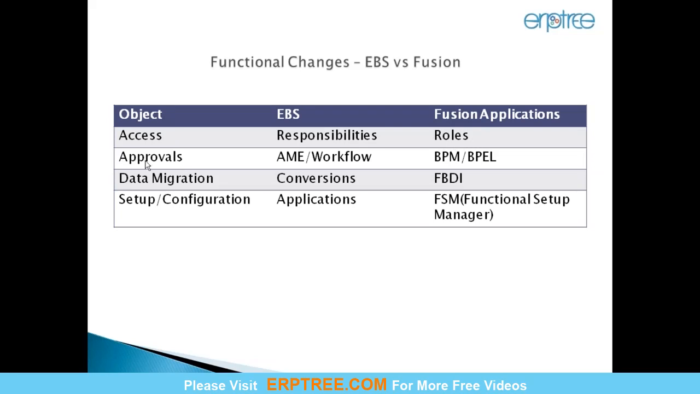Okay, and approvals, when you talk about approvals in EBS, we have AME, Approval Management Engine, the workflows, and in Fusion, they replaced AME with BPM, Business Process Management. Okay. And data migrations are called data conversions. In EBS, if you want to do the data conversions, we require technical people to perform that conversion activity completely. It's a technical job where they create staging tables, they extract the data from the flat files, dump the data into staging, and write many validations. Once data is validated, they'll be populating the interface.